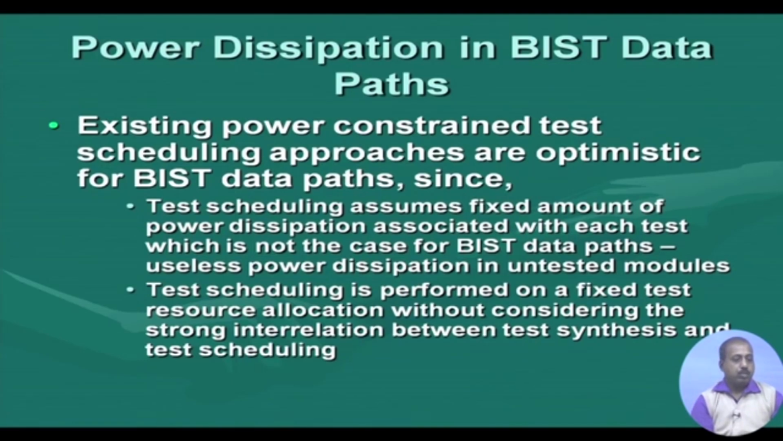Existing power constrained test scheduling approaches are optimistic for BIST data paths, because test scheduling assumes a fixed amount of power dissipation associated with each test, which is not the case for BIST data paths, unless useless power is dissipated in the untested modules, because all the parts are under the BIST session. If all of them are getting power, then maybe at present I am not testing a particular module, but that is also getting power. So, that way there is useless power dissipation. We have to do something so that this useless power is reduced.